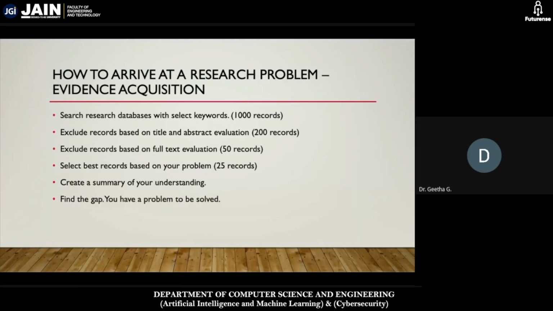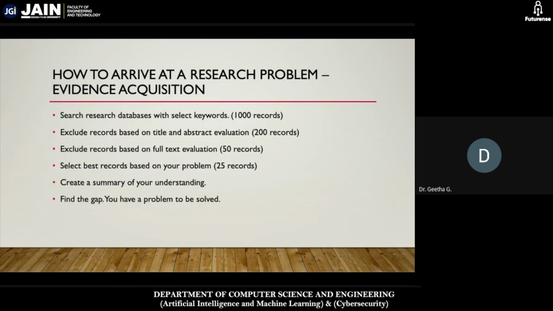Again, from the 200 papers which you have shortlisted, based on full text evaluation, you may arrive at around 50 research papers or 50 records. Once you get that, now you have to identify your problem. Create a summary of all the understanding from each paper, whatever you have obtained. And what is the gap that is mentioned in each of the papers? You will be able to definitely identify a problem to be solved.